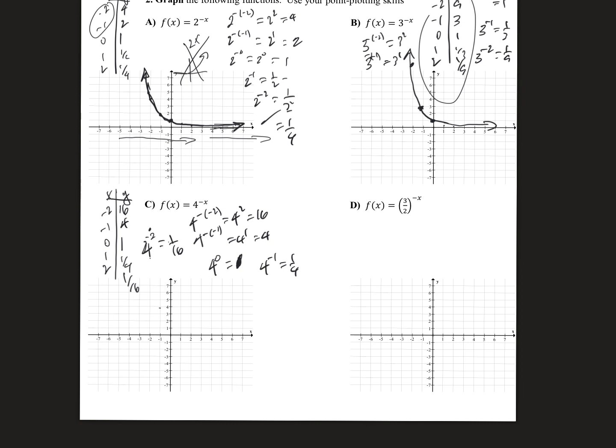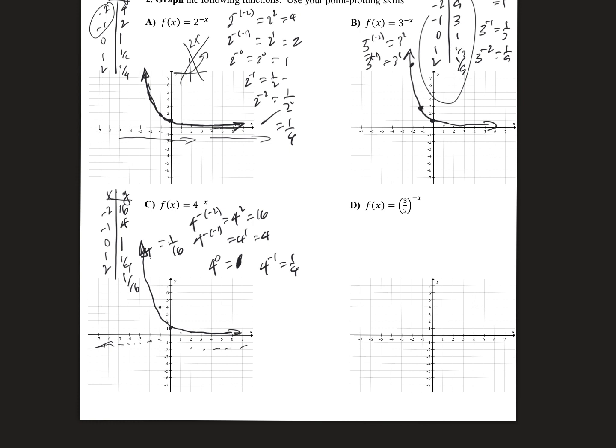So negative 2 is way up here at 16. Negative 1 is at 4. We're still going through 0, 1. We're at 1/4, and then 1/16. So again, it's very steep, but it has that same action, right? Sorry, I've got to get used to my new iPad here. So we see it has that different behavior: as x goes in the negative direction, we're on our way up, and if we're going in the positive direction, we're getting closer to the x-axis.